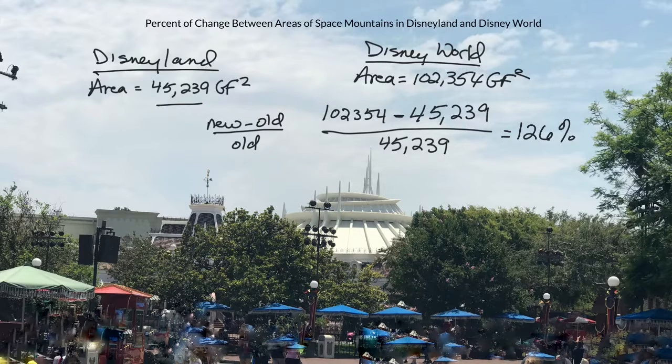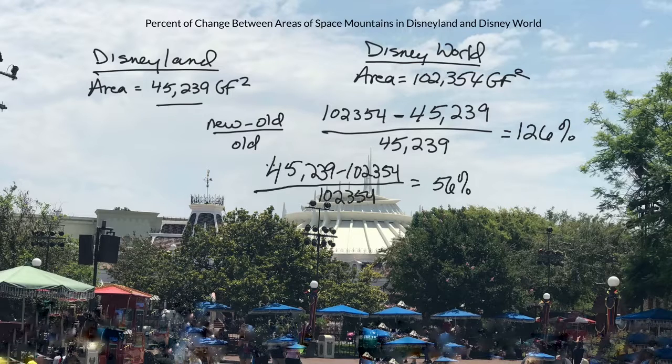Now, if you went the other way, 45,239 minus 102,354, your old number then is the 102,354. I think it came out to be approximately 56%, or 0.56, and we made it a percent.